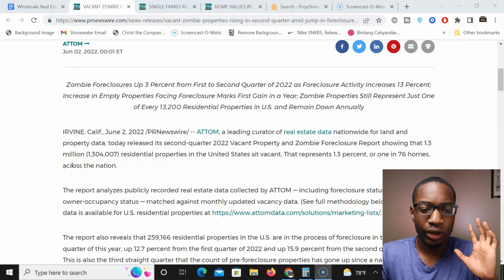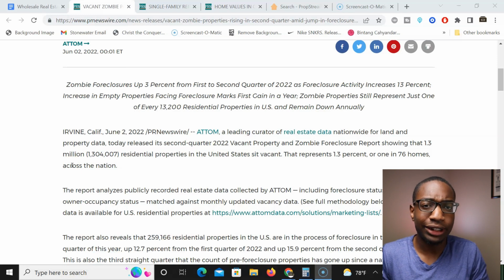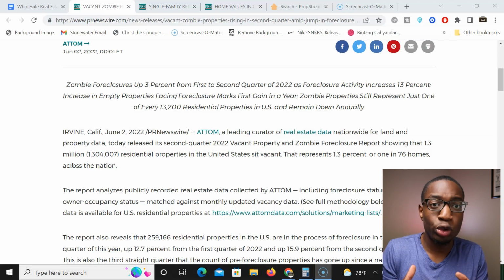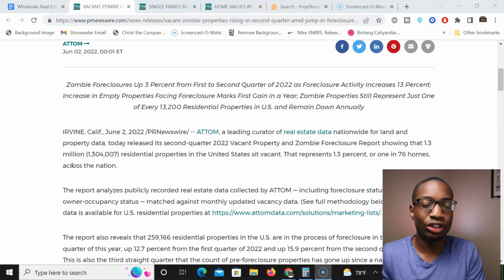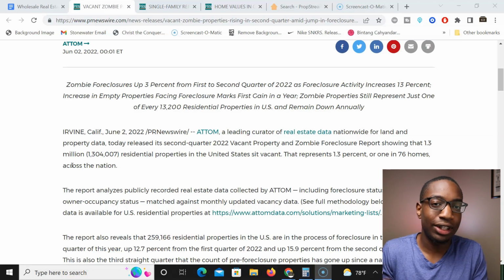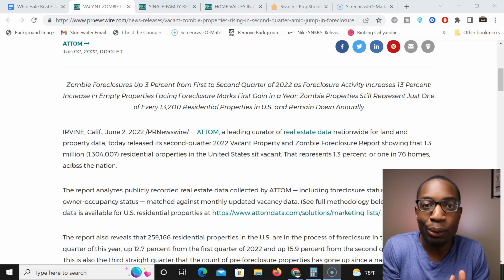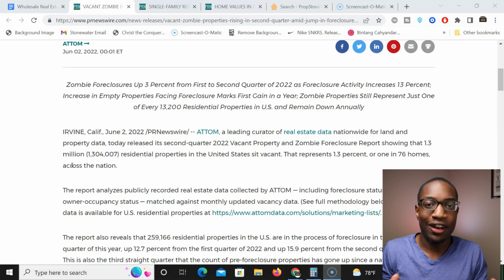All right, you all, so we're on this article looking at zombie properties. Zombie properties are essentially properties that are in the foreclosure process, but the property is vacant. So on top of being foreclosed, it's vacant. No one lives there, right? And this specific property hasn't been foreclosed on yet completely. So the title, the deed, is still in the homeowner's name. So essentially it's still in the pre-foreclosure stage of everything.